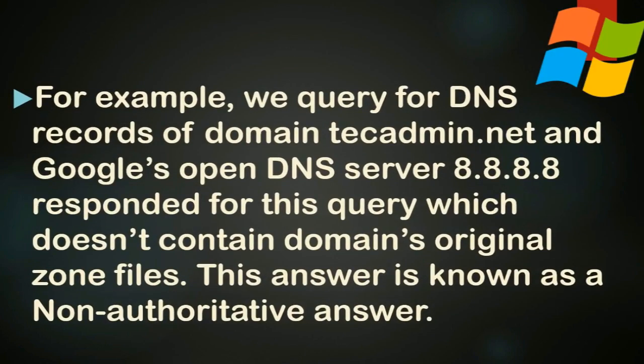For example, we query for DNS records of domain techadmin.net and Google's Open DNS Server 8.8.8.8 responded for this query, which doesn't contain the domain's original zone file. This answer is known as a non-authoritative answer.